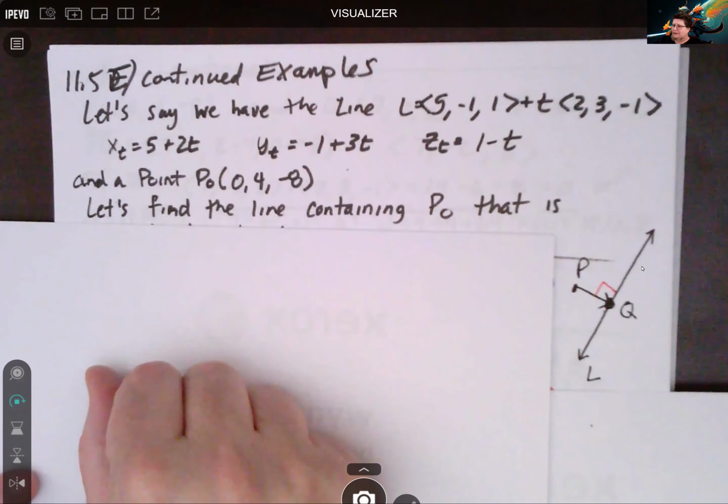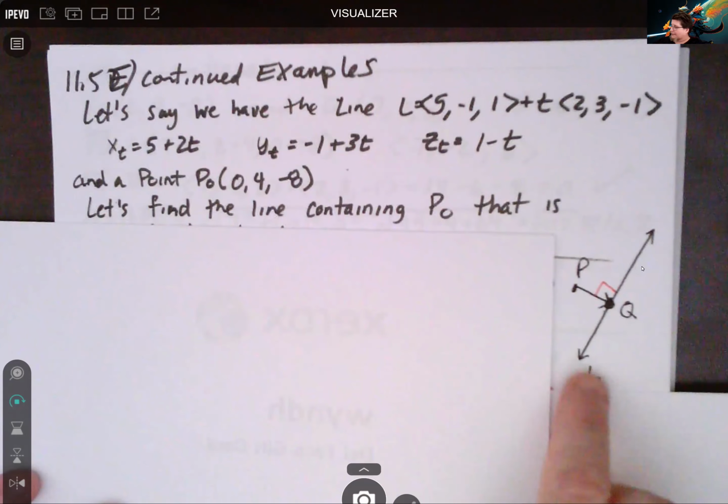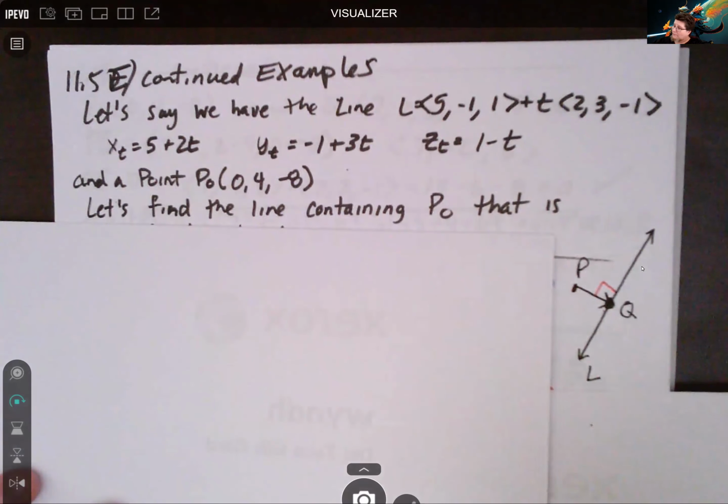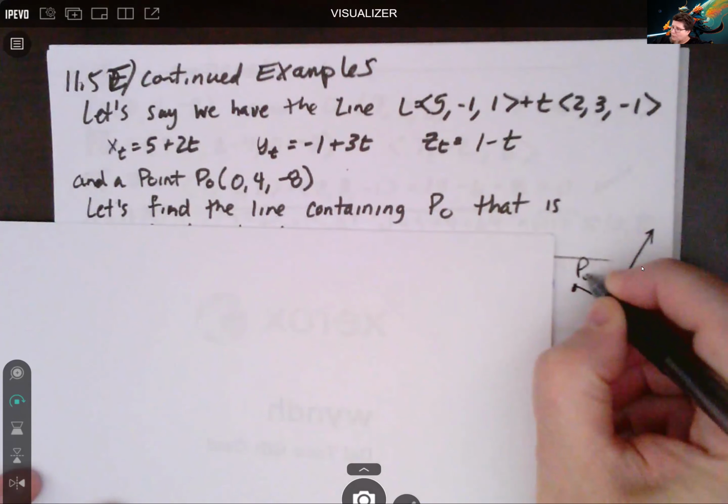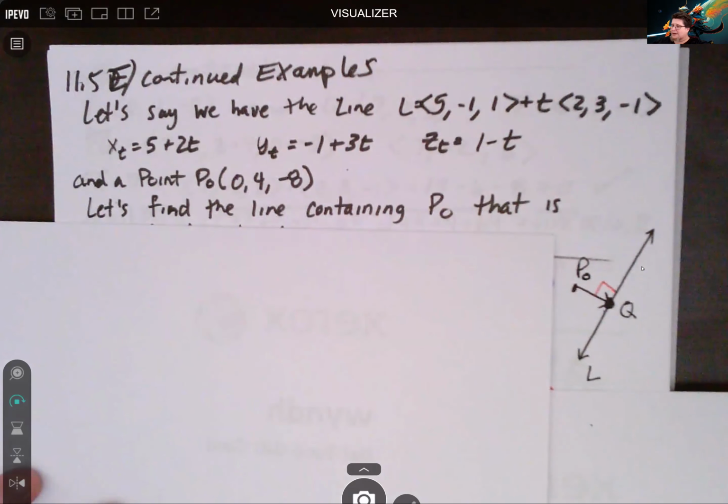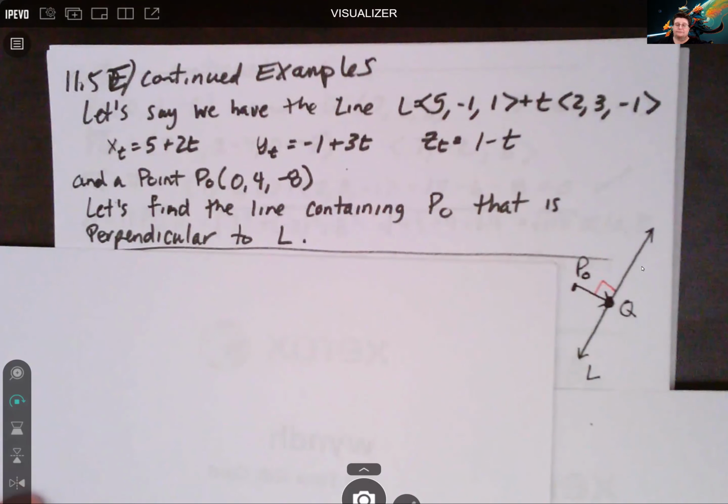So let's say we have that line and we have another point P naught that's off the line. We want to find the line containing P naught that is perpendicular to L. That's what I drew here. The picture helps that I already drew a point Q, but without the point Q, you might want to stop and think about it. It crosses somewhere. Where is it crossing? Well, let's just call that point Q.